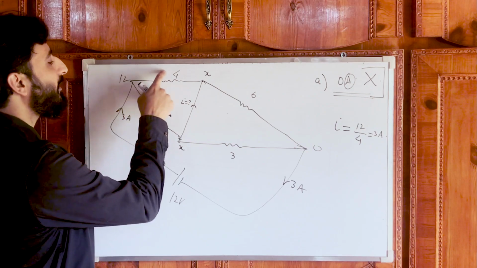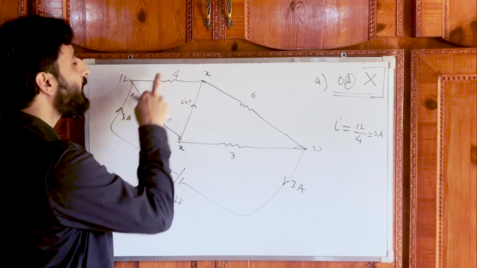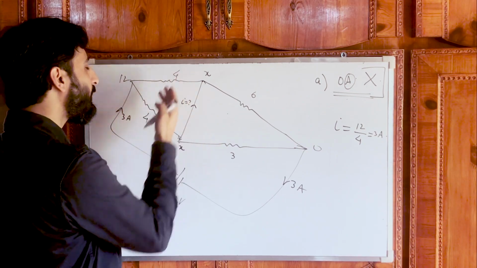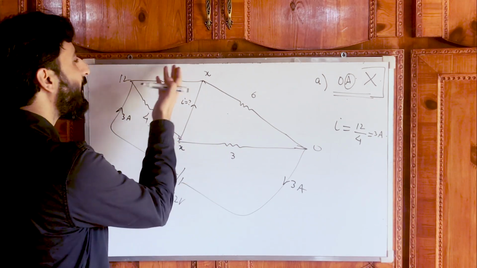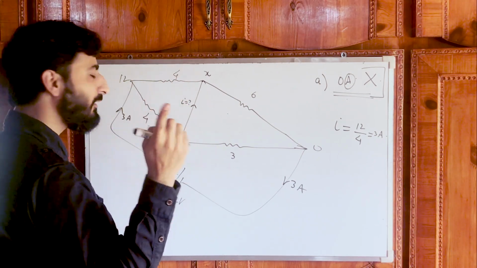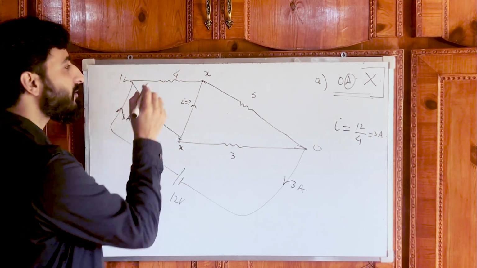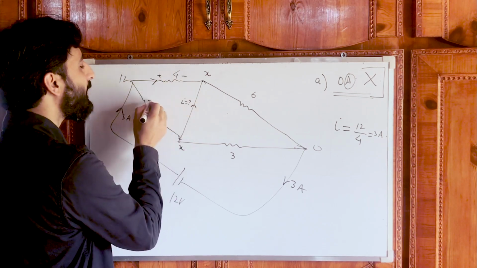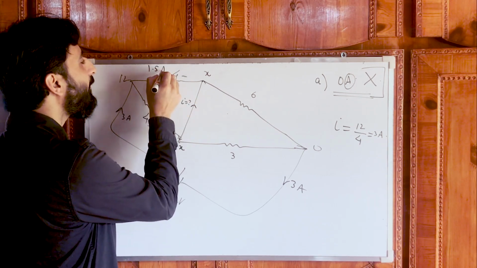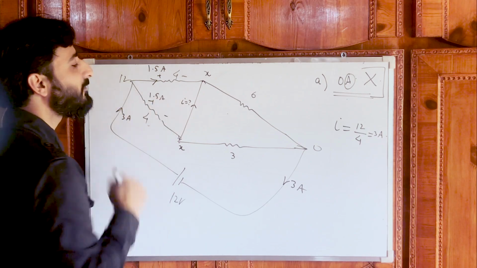What is the distribution of the current here? The two resistances are in parallel, and the value of the resistance is the same. The ratio will be 1 by 4 is to 1 by 4, that is 1 is to 1. So this will get divided into two parts, 1.5 ampere and 1.5 ampere.